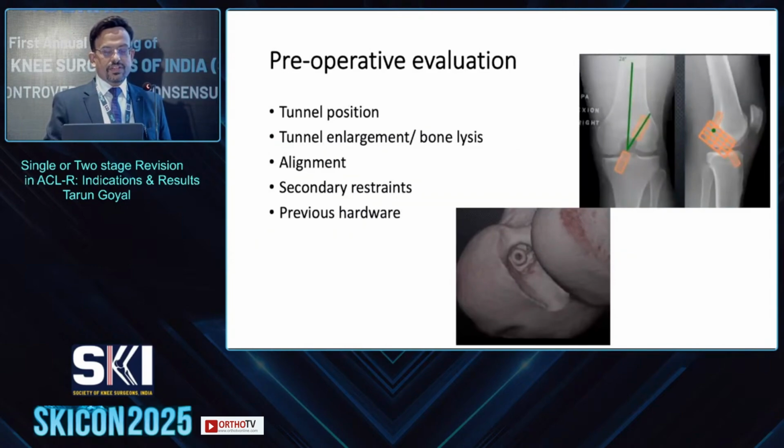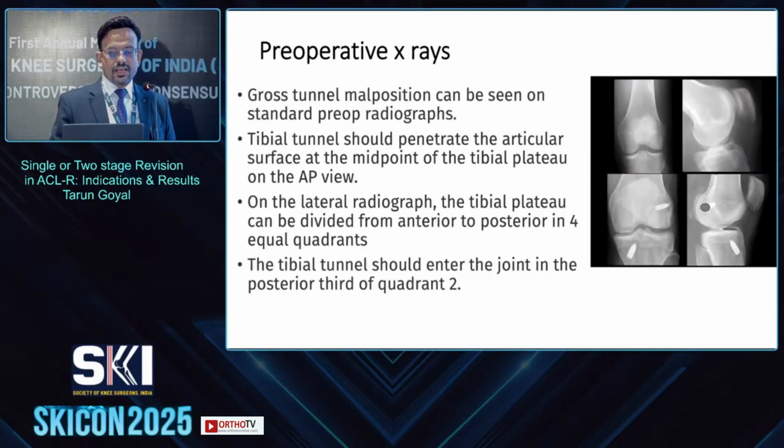Preoperative evaluation, as we have seen in the first talk, you have to look at the tunnel position, tunnel enlargement, alignment of the tunnels. That can be available on your preoperative radiographs. The AP and lateral radiographs will be able to tell you a lot about what has happened in the past as far as your previous ACL reconstruction was concerned, and how it is going to affect your future. So the tunnel malposition can be seen on the standard preoperative radiographs, but we would also recommend that you have a CT scan in which you would be able to see the tunnel dilatation.